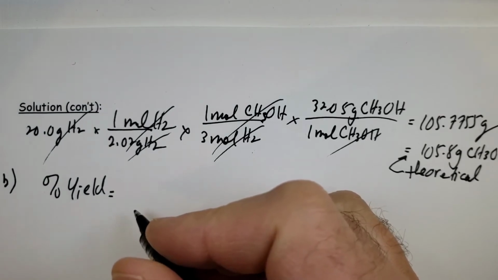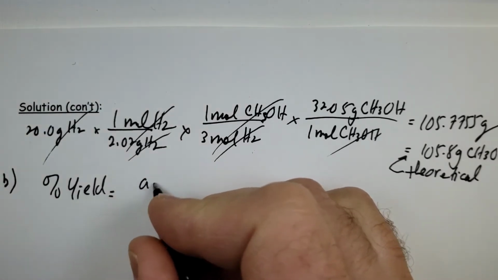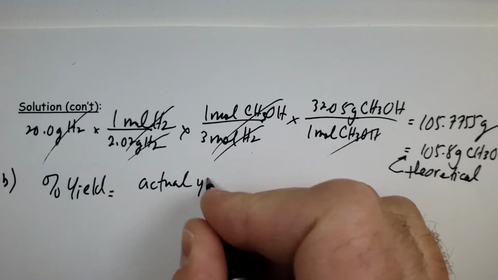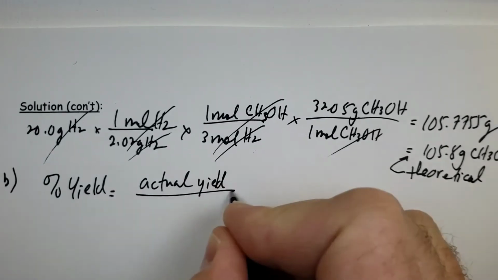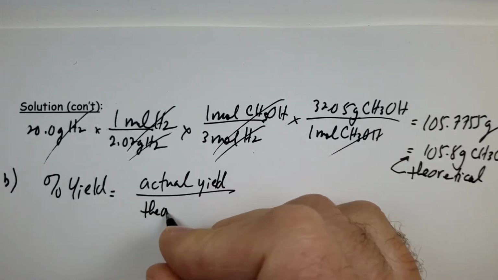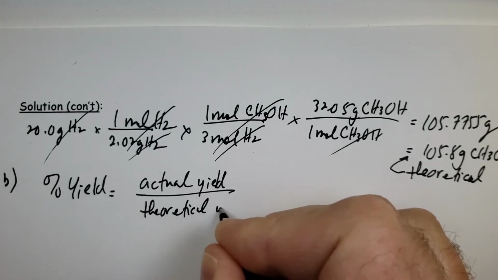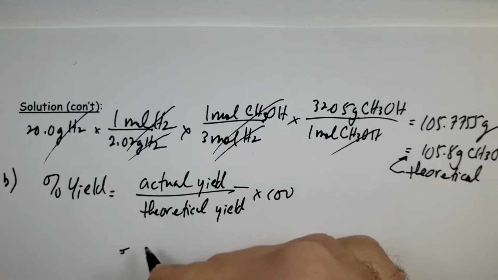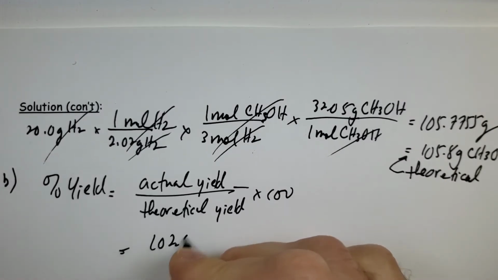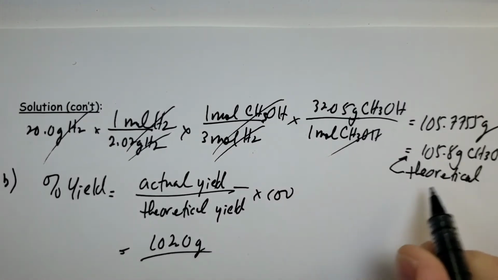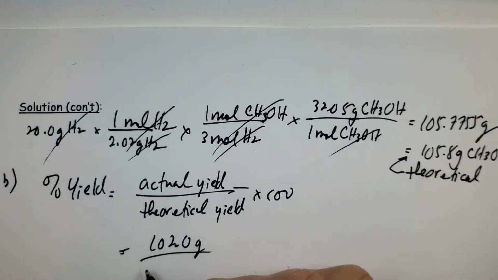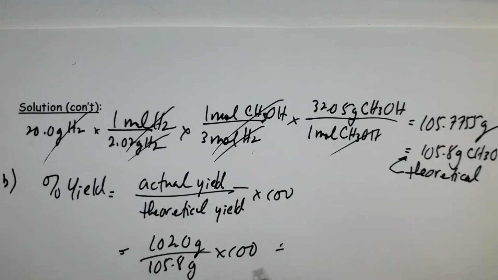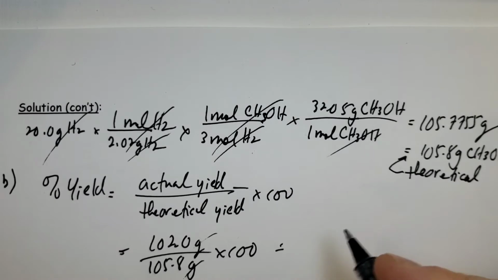Of course, as we looked on the previous page there, it's actual yield over theoretical yield times 100. So what we actually got was 102.0 grams. What we theoretically should have got was 105.8 grams, times 100. So you can see grams and grams cancel. And then we'll see what we actually should get.